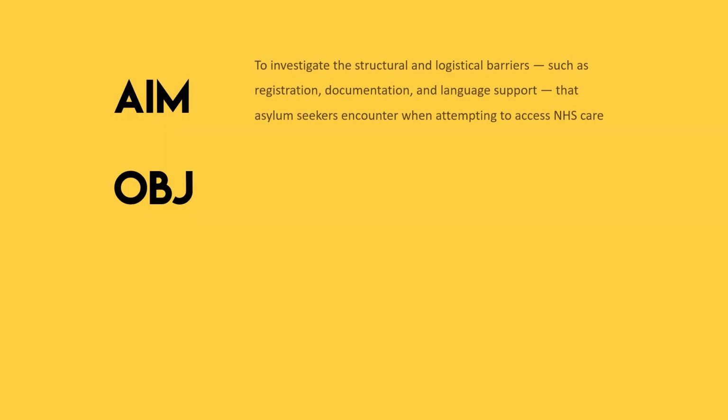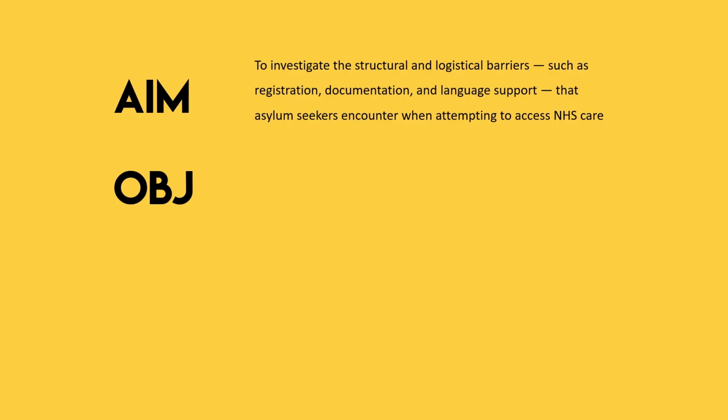Let me use an example to show you how this works in practice. Imagine a study about asylum seekers' access to the NHS in the UK. One of the aims of this study might be to investigate the structural and logistical barriers that asylum seekers encounter when attempting to access NHS care. If I am writing objectives for that aim, I need to break it down, and I want to show you how different verbs change what each objective promises.